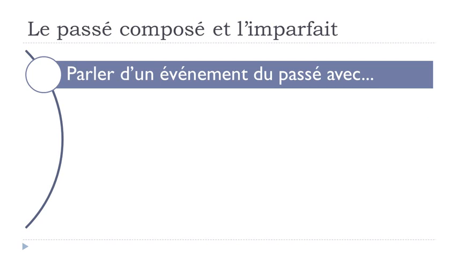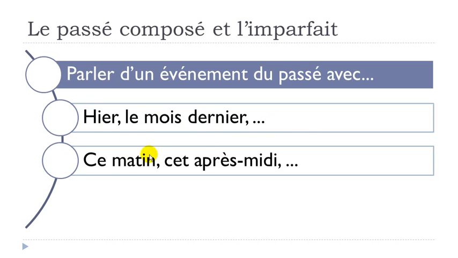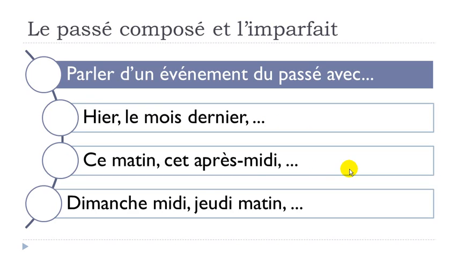If you want to speak about an event of the past with, for instance, hier, yesterday, le mois dernier, last month, ce matin, this morning, cet après-midi, this afternoon, dimanche midi, so dimanche is Sunday, midi, noon, jeudi, Thursday, matin, morning, okay, so with these structures, and if you're talking about an event, an action, in that case, you definitely should use le passé composé. Of course these are examples. We've got so many others that I didn't want to put everything in this page.